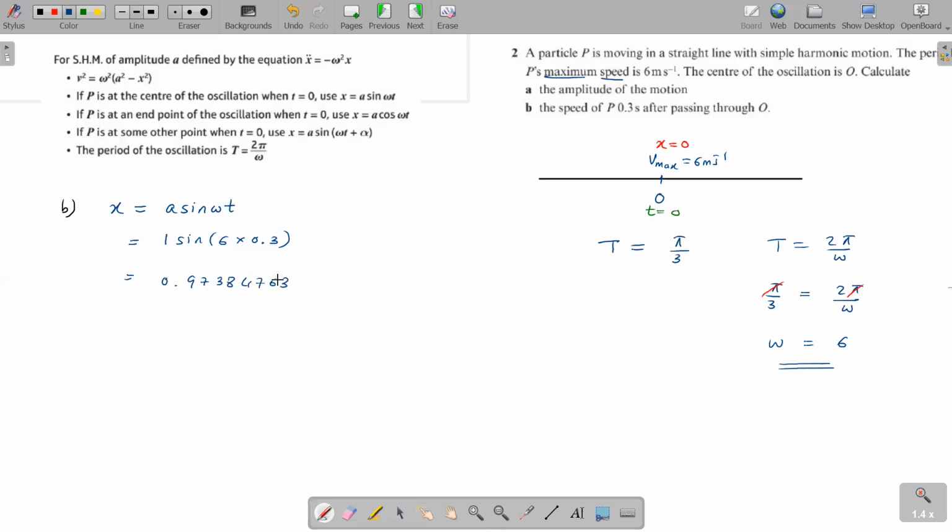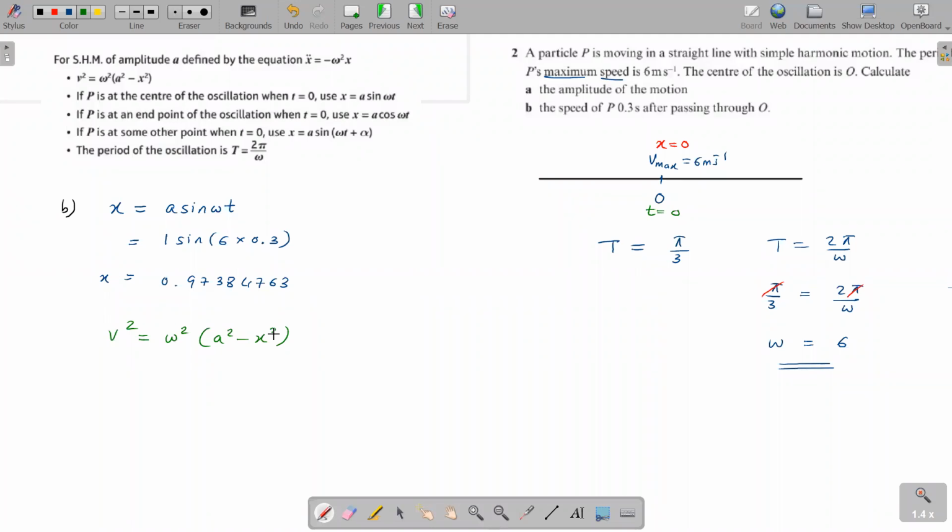The decimal goes on, so this is not what I want to find. The question asks me to find the speed. How do I get the speed now? Which equation do I need? Obviously, the equation for speed will be v squared equals omega squared times (a squared minus x squared). Do you agree?